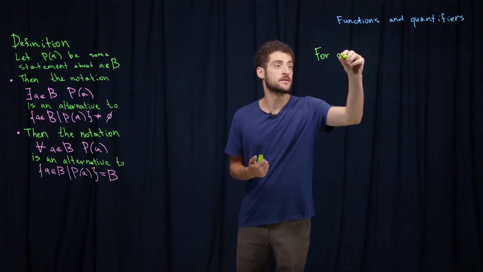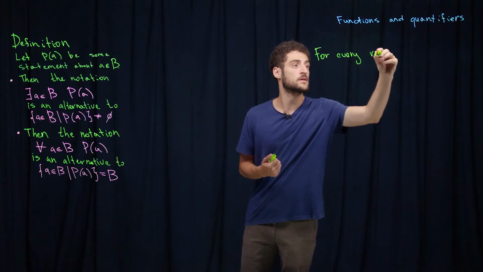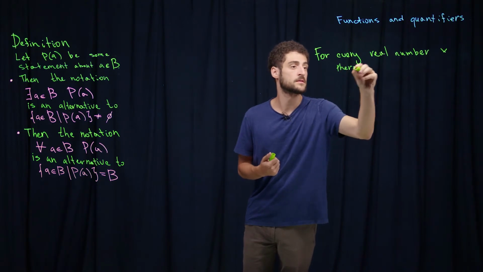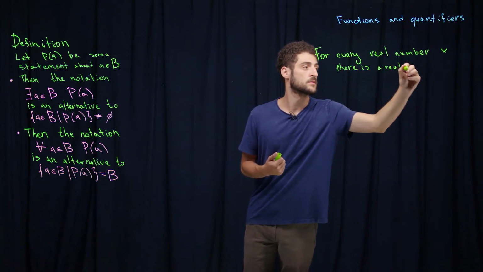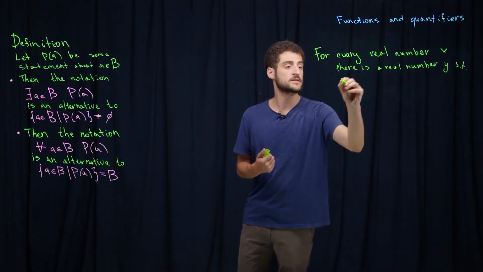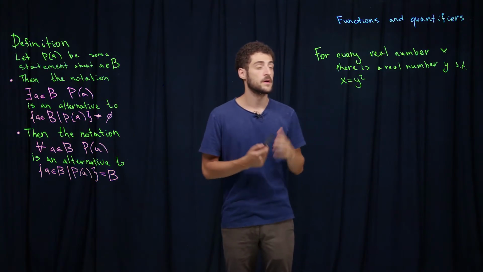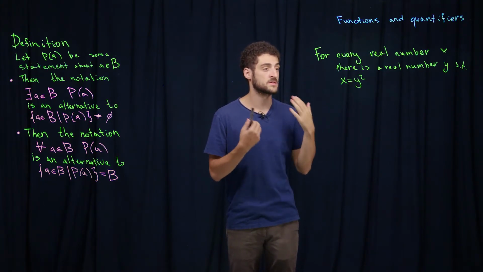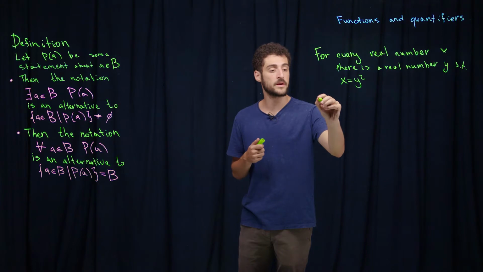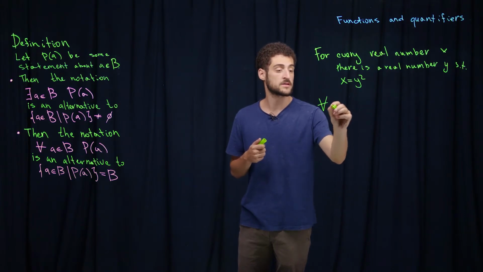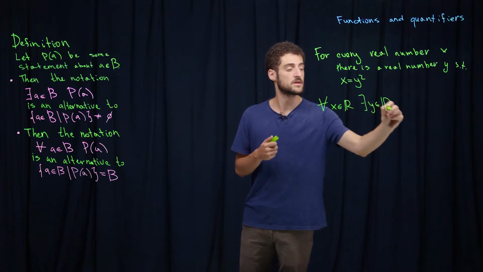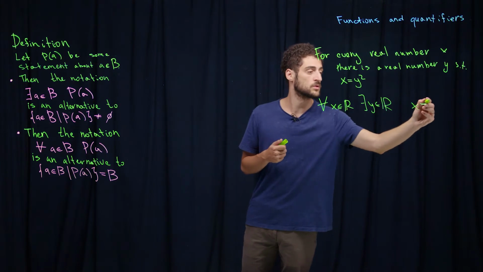For every real number x, there is a real number y such that x is equal to y squared. This statement says that every real number has a square root. So you can rewrite this formula in a very succinct way. So every x from reals, there is y from reals such that x is equal to y squared.